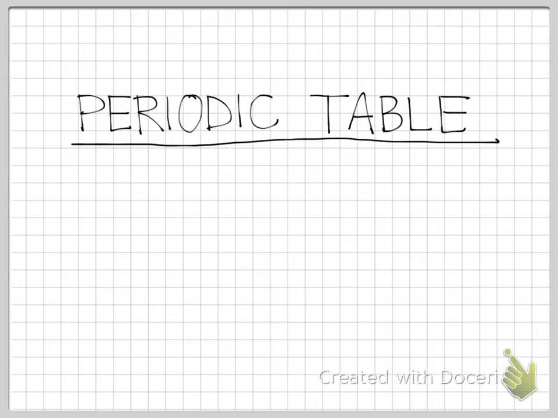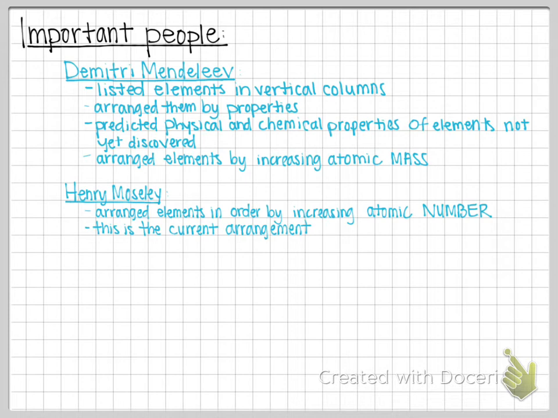Okay, so the periodic table. People that you need to know, there's two people. Dmitri Mendeleev. He was the first scientist to actually organize elements into a table. He listed the elements in vertical columns. He arranged them by their properties, and he predicted physical and chemical properties of elements that were not yet discovered. And he arranged elements by increasing atomic mass.